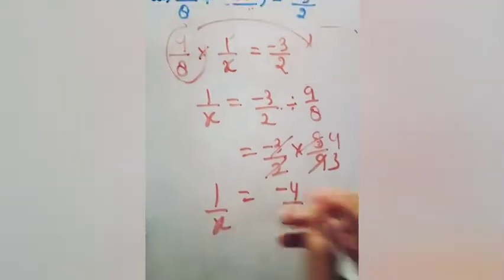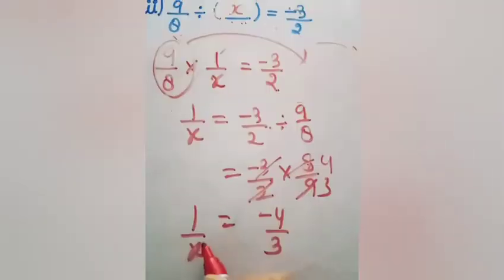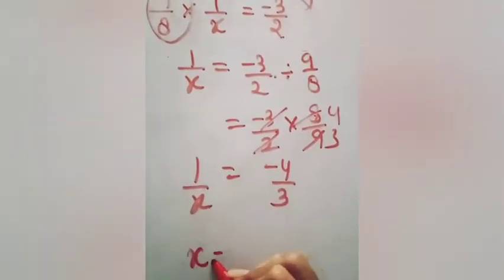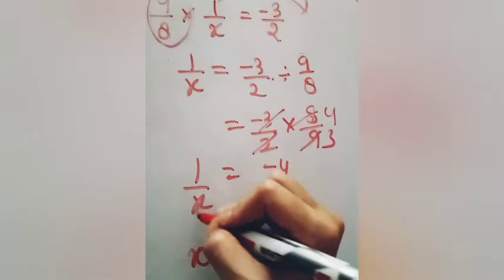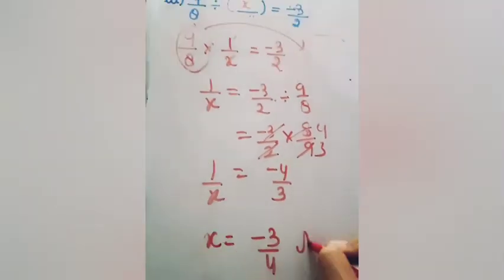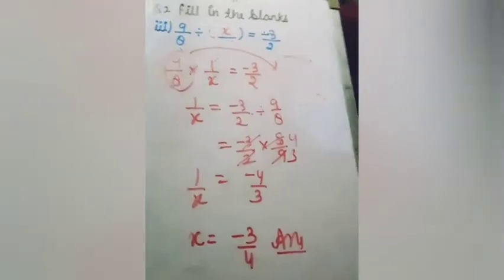Now see class, the value we have here is of 1 upon x, but we have to find the value of x, means we will take the reciprocal of this too, of this also, so we have -3 upon 4 and this is the answer.